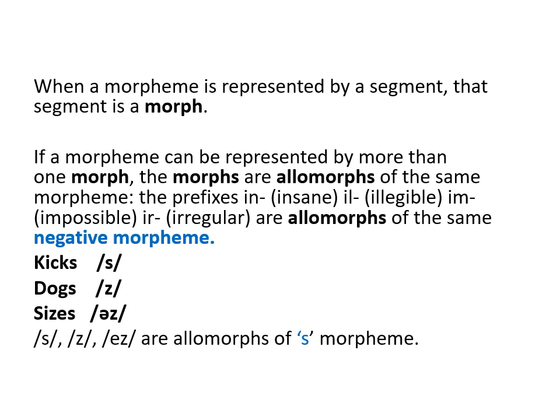Next words are kicks, dogs, sizes. Again we are using these examples as we have discussed in previous slides. So kicks, sa sound, dogs, za sound, sizes, iz sound. These are all allomorphs of the S morpheme.